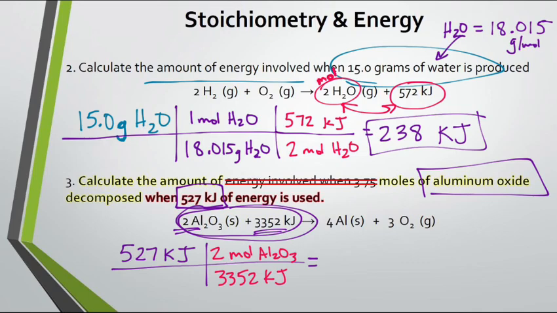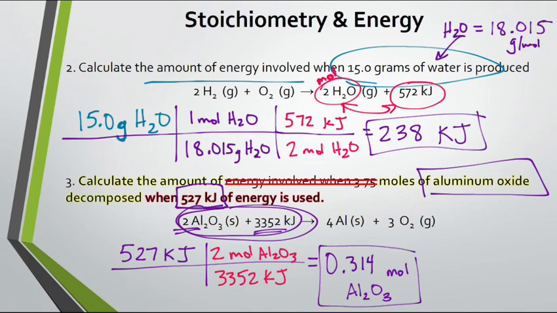So if I do 527 times 2 and divide by 3,352, then I get 0.3144. And once again, I am keeping 3 sig figs because of the 3 sig figs in my given. So that last 4 there does not round up the 4 I've already got, and it'll just stay 0.314. And this time my units, not energy, not kilojoules, are going to be moles of that aluminum oxide stuff.